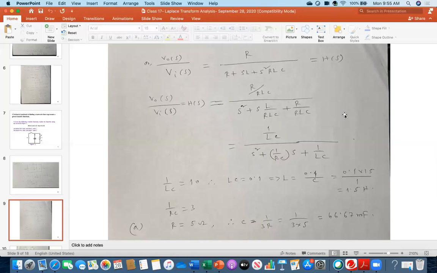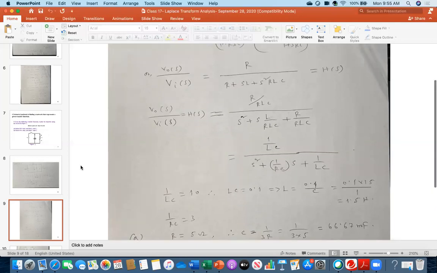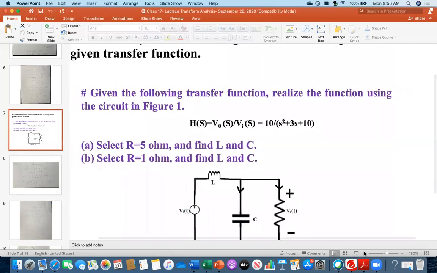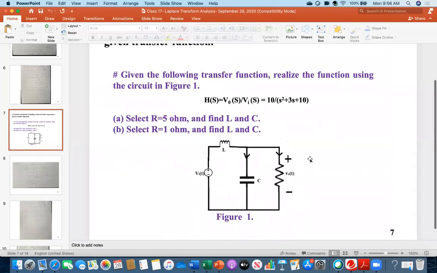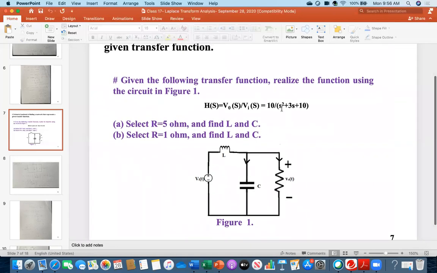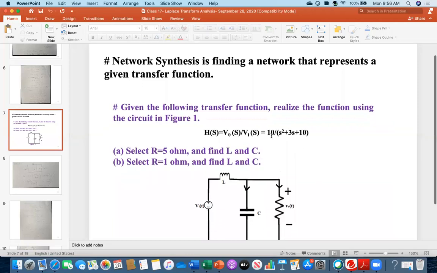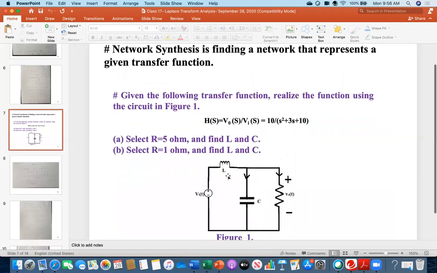So everybody, Emma, could you follow me? Yes. Once again, everybody try to understand. We are going the reverse way. So far we always calculated the transfer function. In this problem, the transfer function is given, then build the circuit. That is the meaning: given the transfer function, realize the function. So this means what is 10, what is 3? Those are the values of some missing elements.